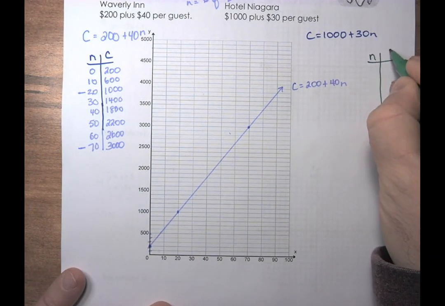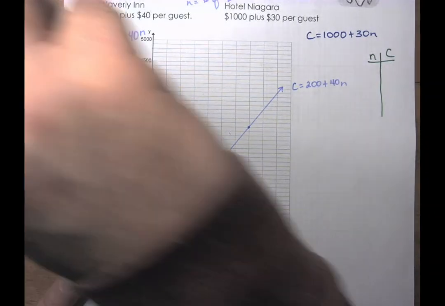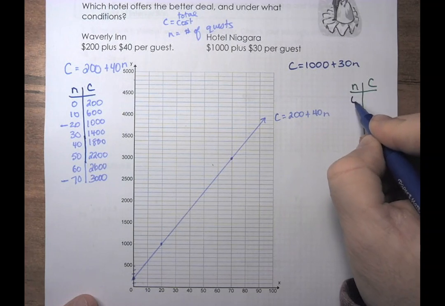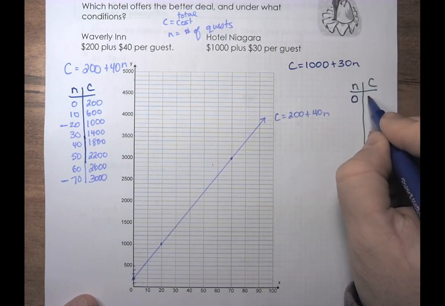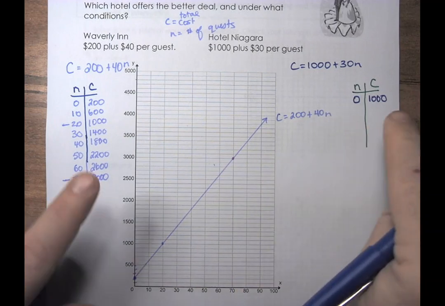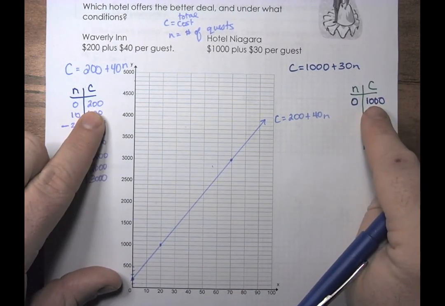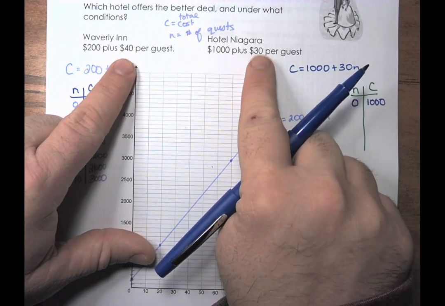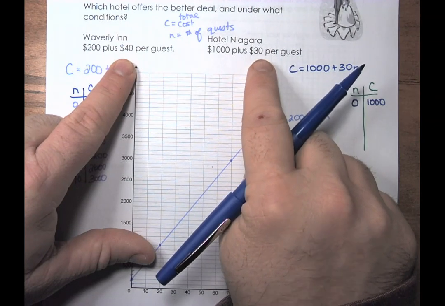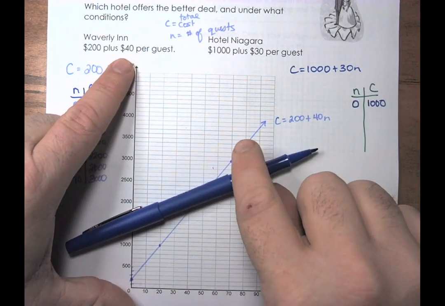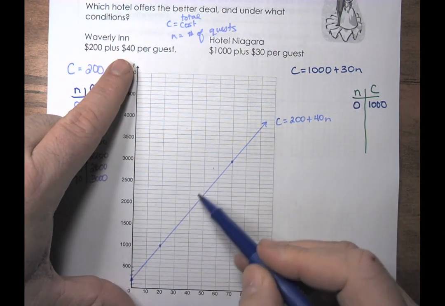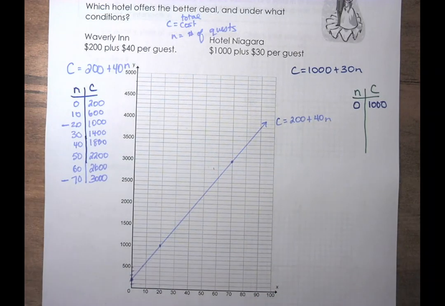All right. I'm going to do the same thing for this, the Hotel Niagara. I know at zero guests it's going to cost me 1,000. All right. So my fixed cost is a heck of a lot bigger for Hotel Niagara and Waverly, comparing those two. But you notice that the cost per guest is a lot less for this one. So we know that eventually, if I was looking at my rate of change, my second line is going to look something like this. So we're going to find the point of intersection somewhere in this area. We'll see.